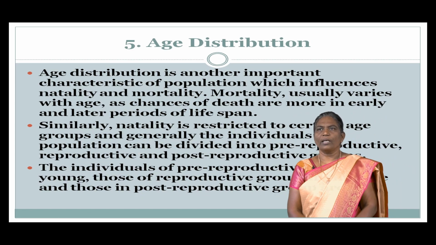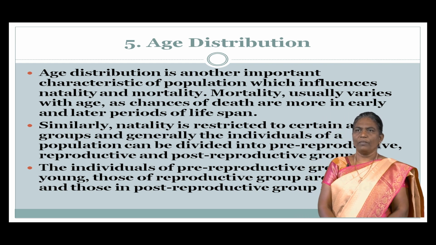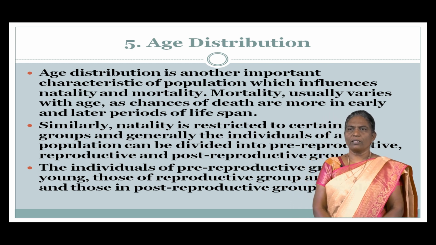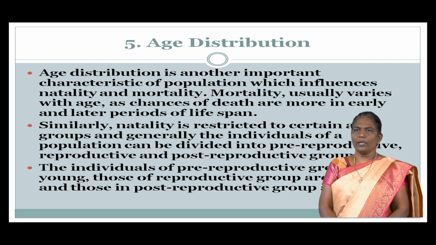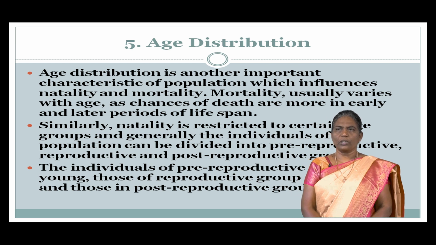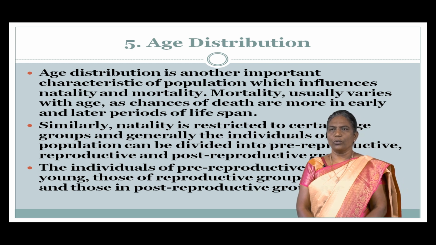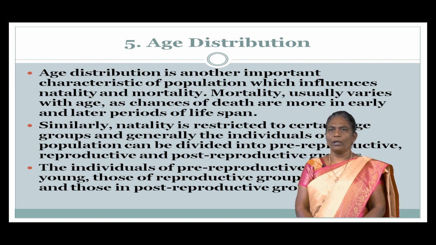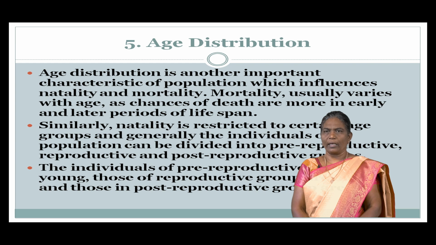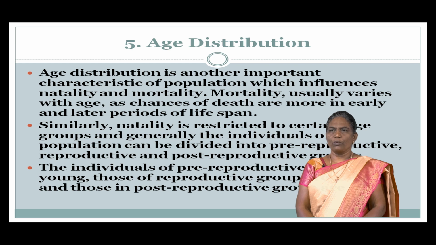The next is about the age distribution. Age distribution is another important characteristic of population which influences natality and mortality. Mortality usually varies with age as the chances of death are more in early and later periods of lifespan. Similarly, natality is restricted to certain age groups, and generally the individuals of a population can be divided into pre-reproductive, reproductive and post-reproductive groups. The individuals of pre-reproductive group are young, those of reproductive group are mature, and those in post-reproductive group are old.